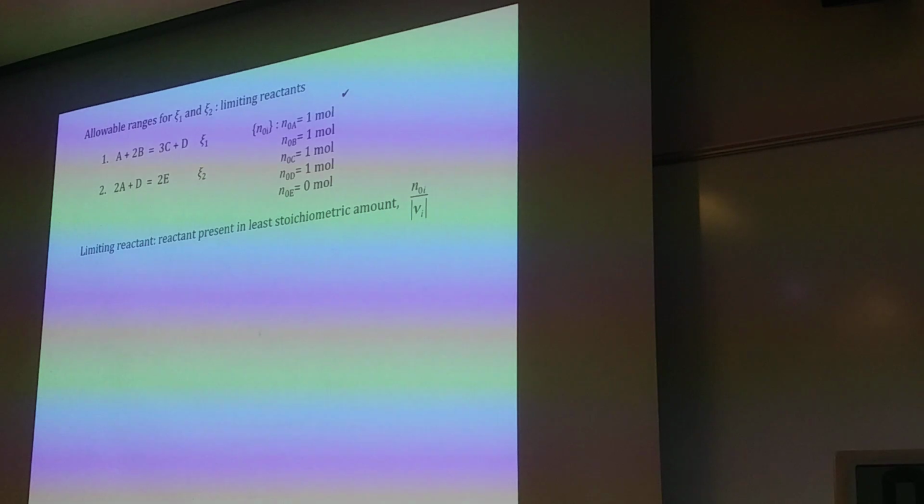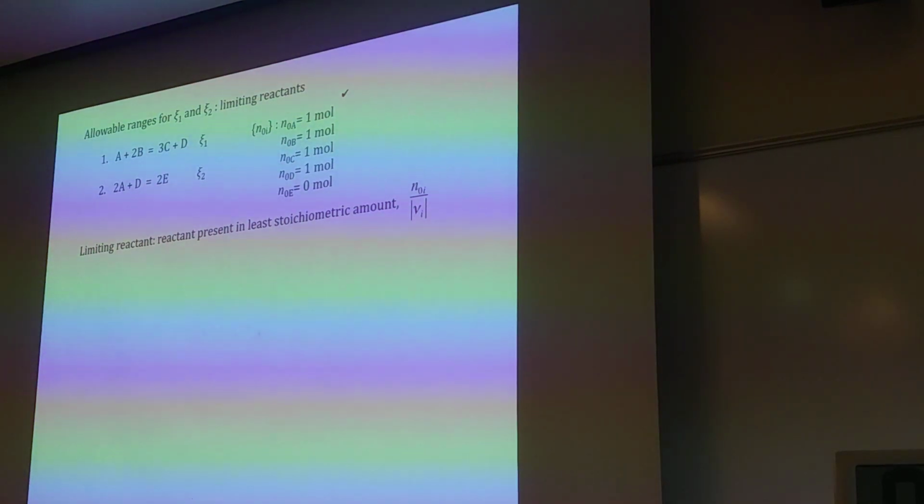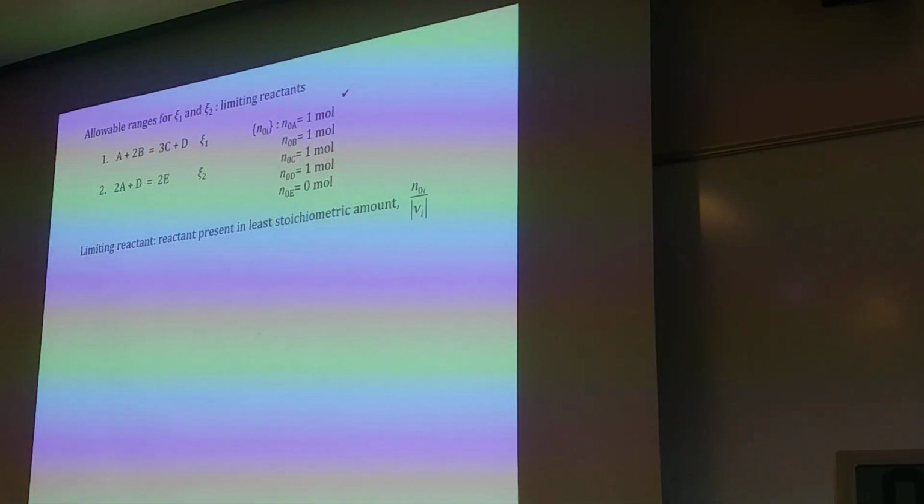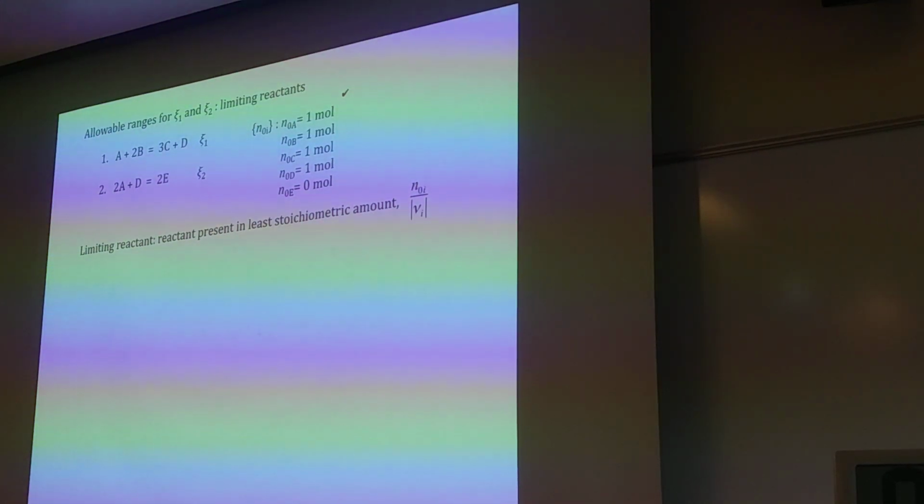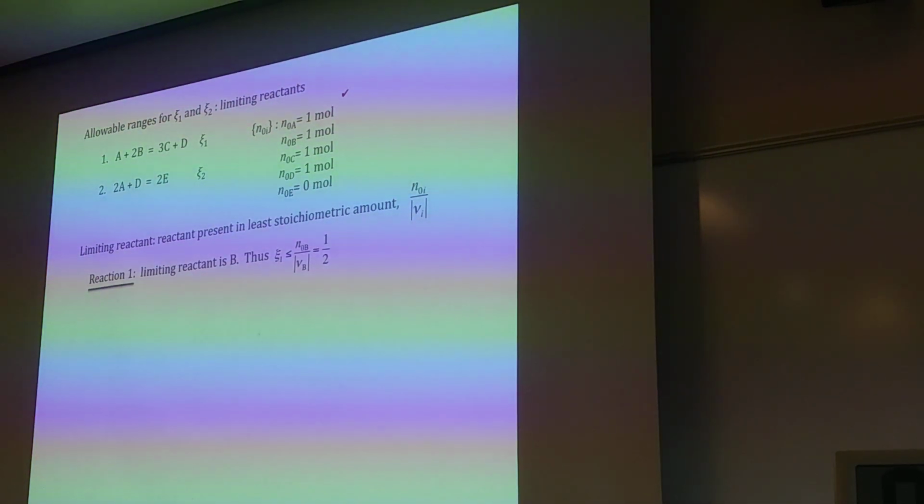So for reaction 1, I can identify the limiting reactant, and I just look at it here. I've got a mole of both of the reactants, but I have a higher stoichiometric coefficient here for component B, so it's evident right off the bat that the limiting reactant, I think, is B. And the stoichiometric amount of that limiting reactant that I have is going to be that initial number of moles divided by the absolute value of the stoichiometric coefficient, so it's 1/2. So that's the maximum value that Xi1 can take on.